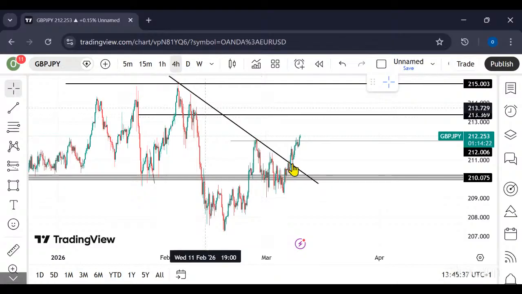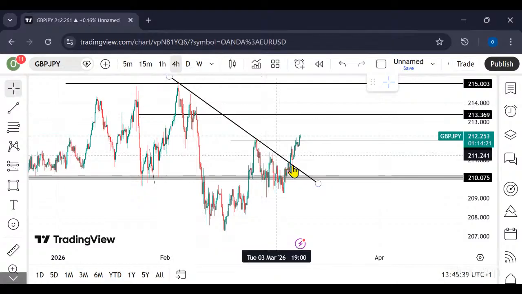1, 2, 3. Okay. Now I waited patiently for the market to break my trend line and retest back on top of the trend line. I took a swing trade. That's the buy trade from here. So I'm expecting GBP JPY to come to my black line that is here.